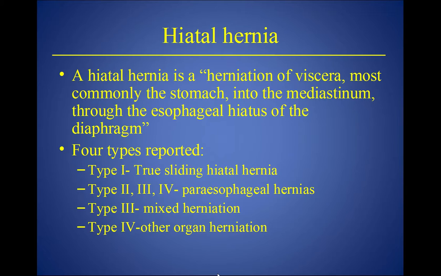Type 4 is not really a hiatal hernia. Type 4 is when any other organ sort of herniates through the diaphragm. There are some congenital things you may have heard about. One is called a Morgagni hernia. One is a Bochdalek hernia.